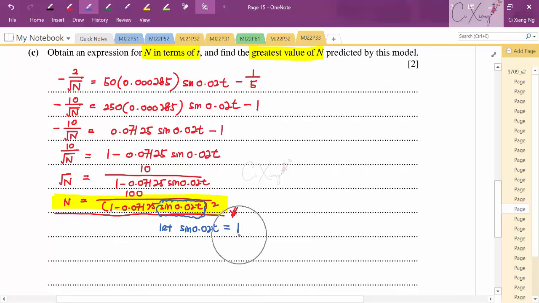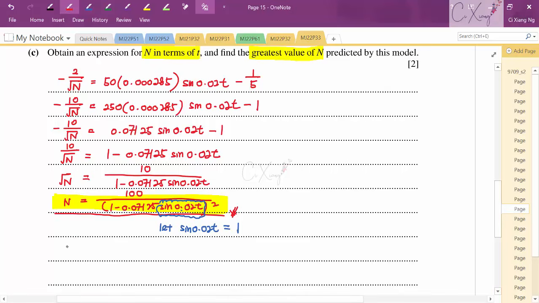If I let it become negative 1, right? So you are seeing that negative multiplied with negative 1 becomes positive. So the denominator is not the smallest value yet. Alright, so to make sure that the denominator is the smallest value, I have to make sure that the sine 0.02t is 1, which is the largest value, so that when I put it under the denominator, it becomes the smallest value for the denominator in general.